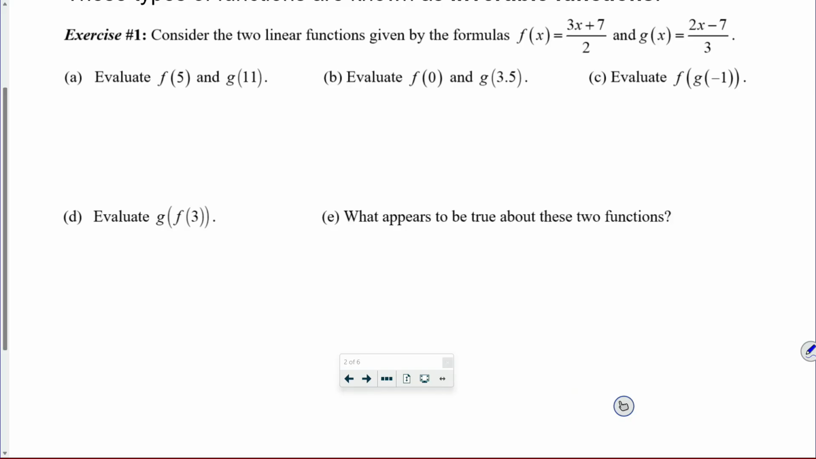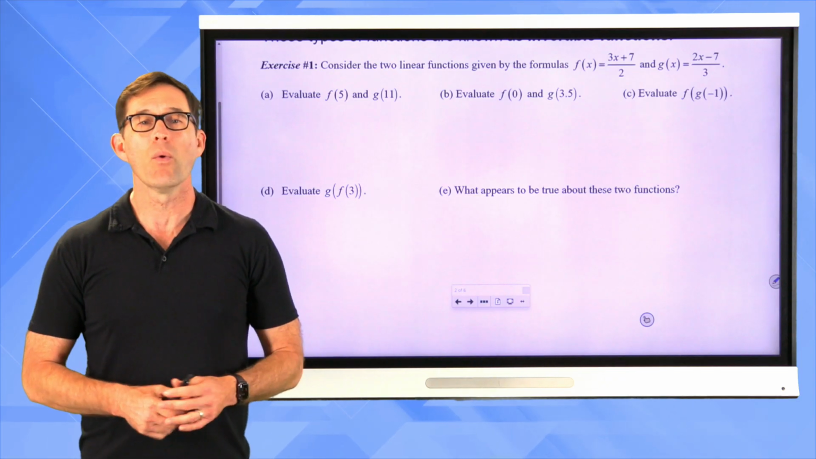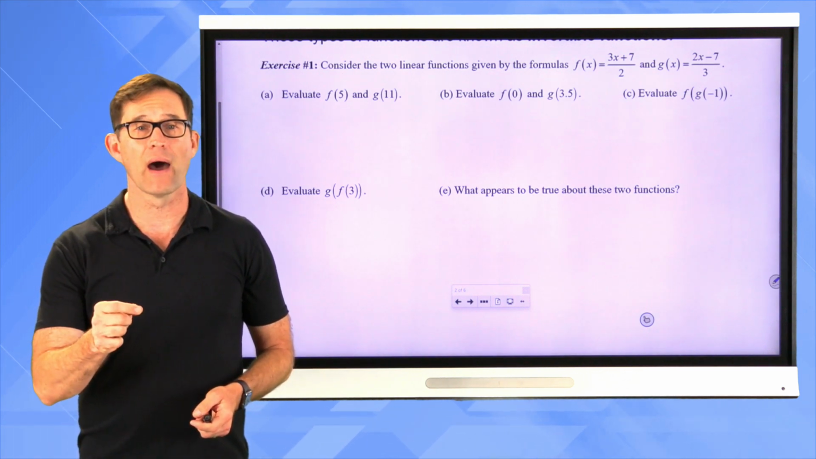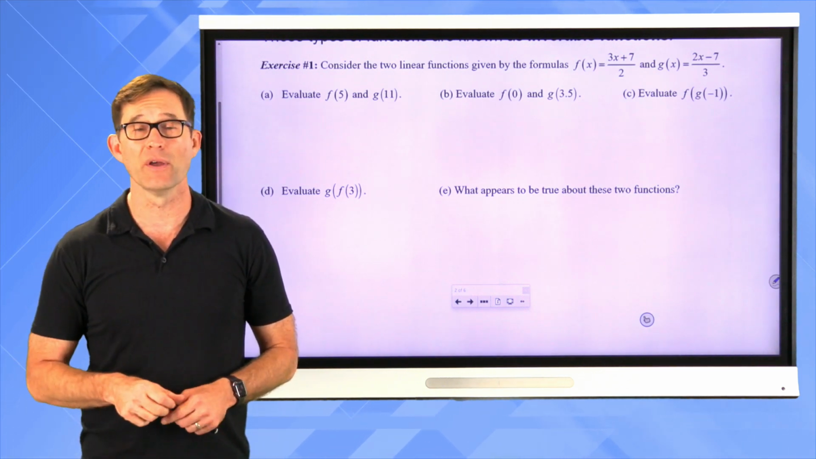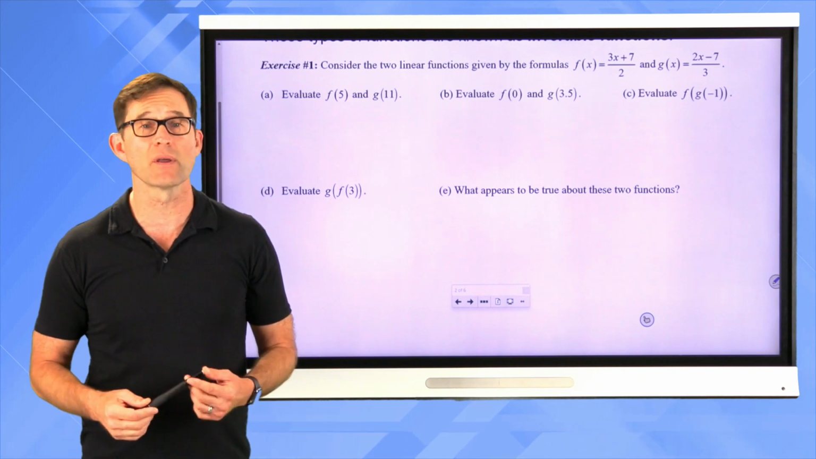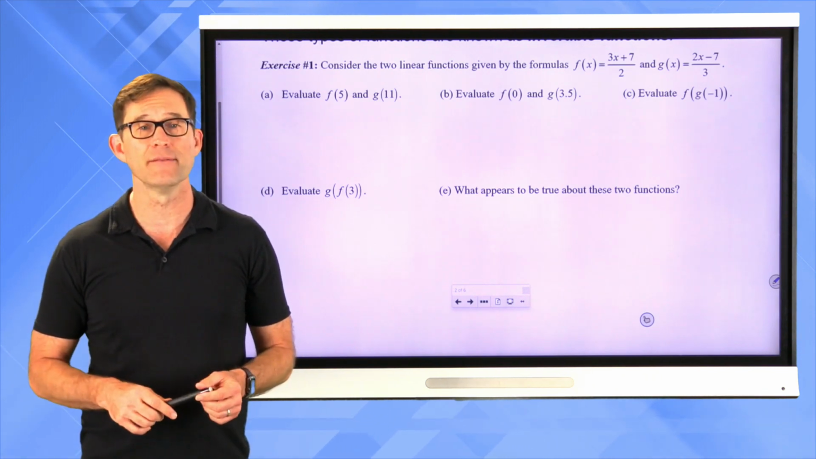Exercise 1. Consider the two linear functions given by the formulas f of x equals (3x plus 7) over 2 and g of x equals (2x minus 7) over 3. Letter A, simple enough. Evaluate f of 5 and g of 11. All right, well, why don't you go ahead and pause the video now and do these two evaluations, and I would even suggest doing them by hand. Take a moment to do that.